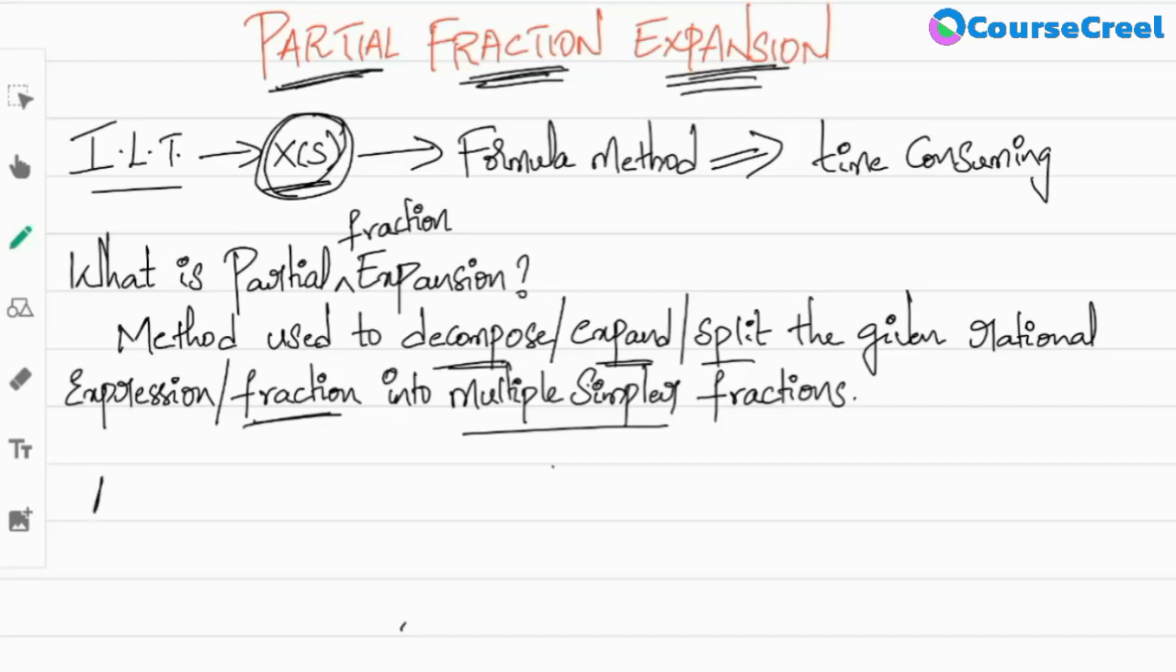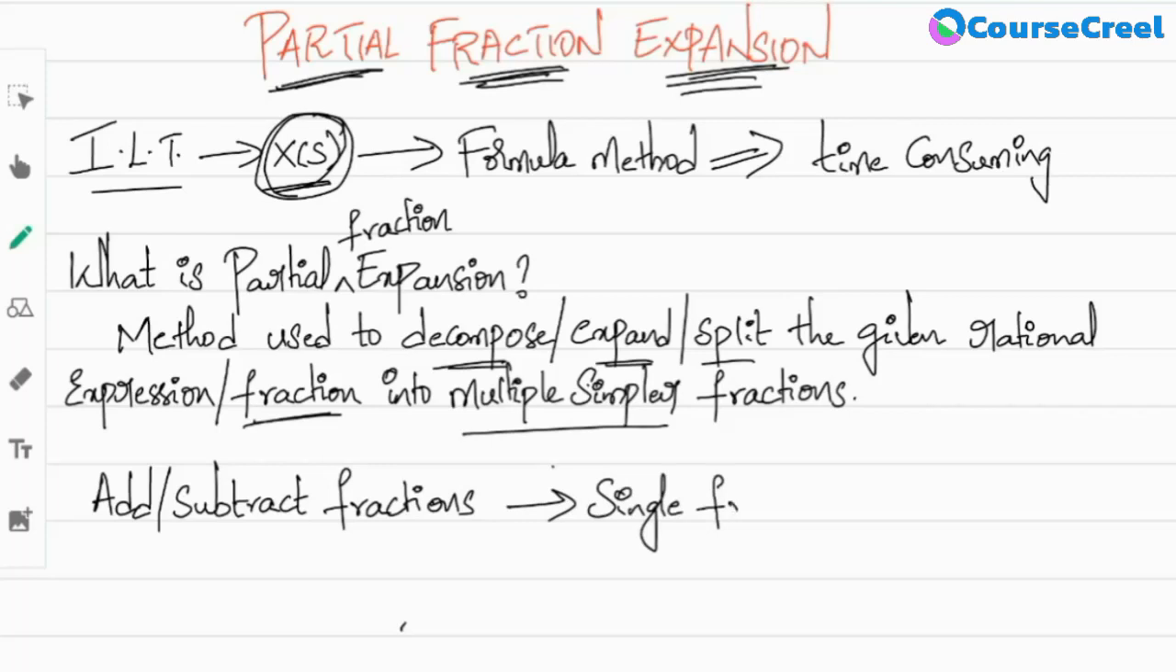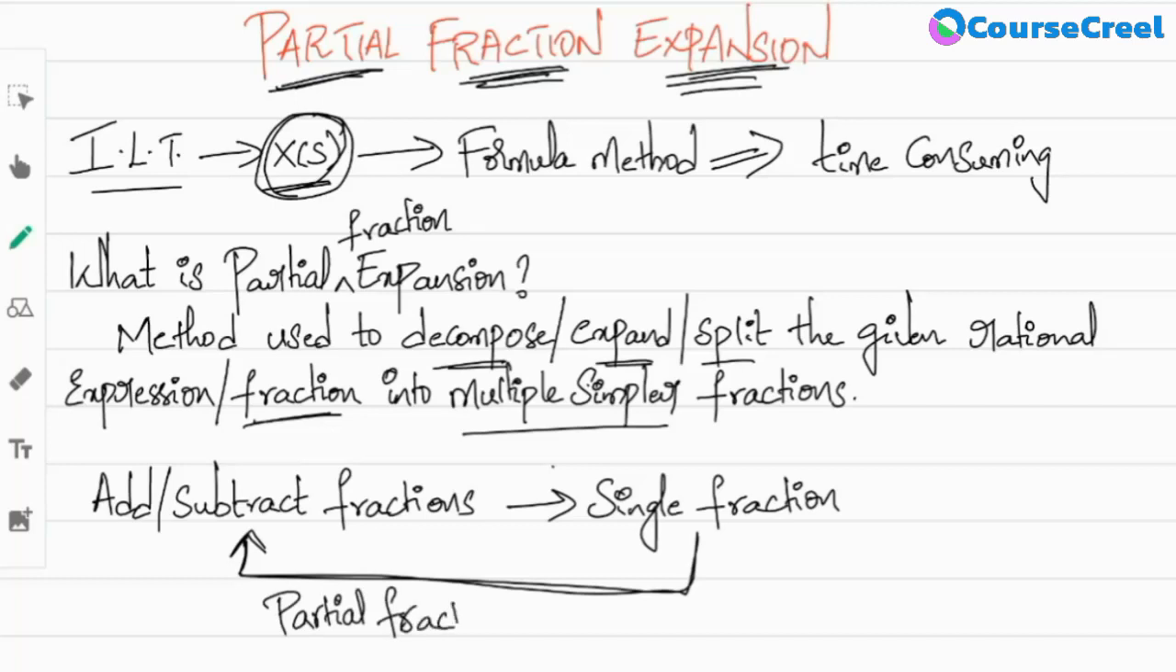Basically, we add or subtract fractions in order to get the single fraction. So till now we have done this: adding or subtracting given fractions in order to get the single fraction. But the reverse of this process, that means splitting the given single fraction into multiple simpler fractions, is the process called the partial fraction expansion method.